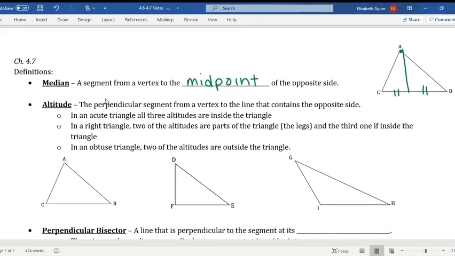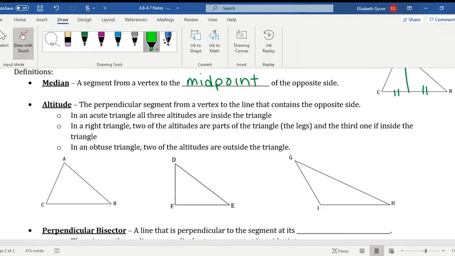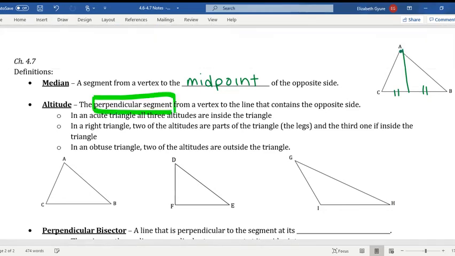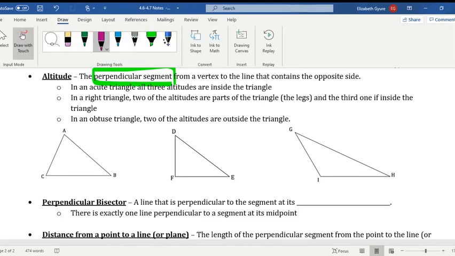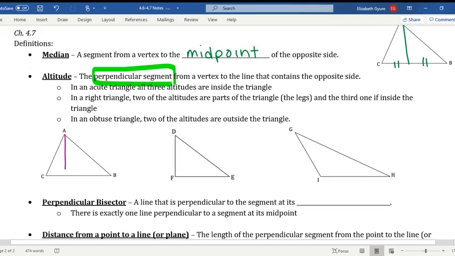An altitude is a perpendicular segment. That's very important. It is a perpendicular segment from a vertex to the line that contains the opposite side. When you see altitudes, think almost like height. It doesn't have to go from bottom to top, but it's that kind of a measurement. This can look a few different ways. In an acute triangle, all 3 altitudes are going to fall inside your triangle because they come from the vertex to the opposite side. That's just one example. You could do the same thing from vertex B or from vertex C.